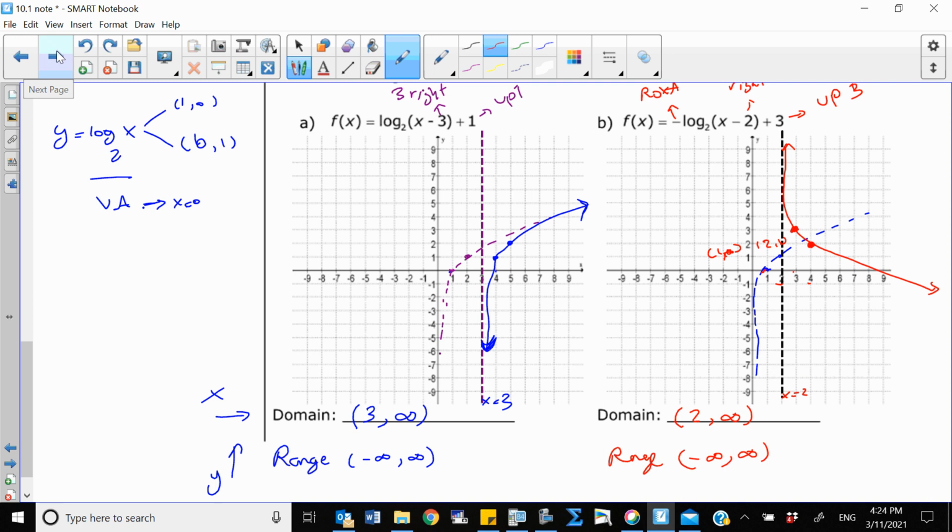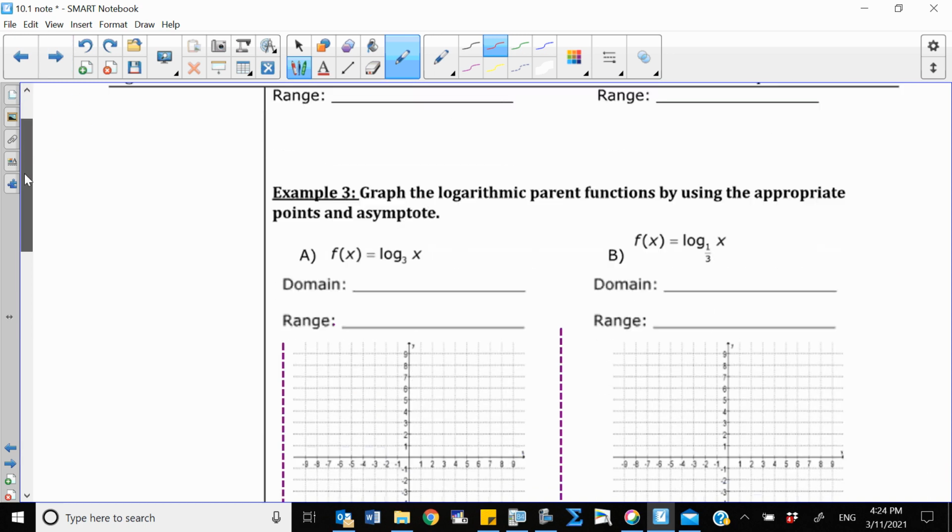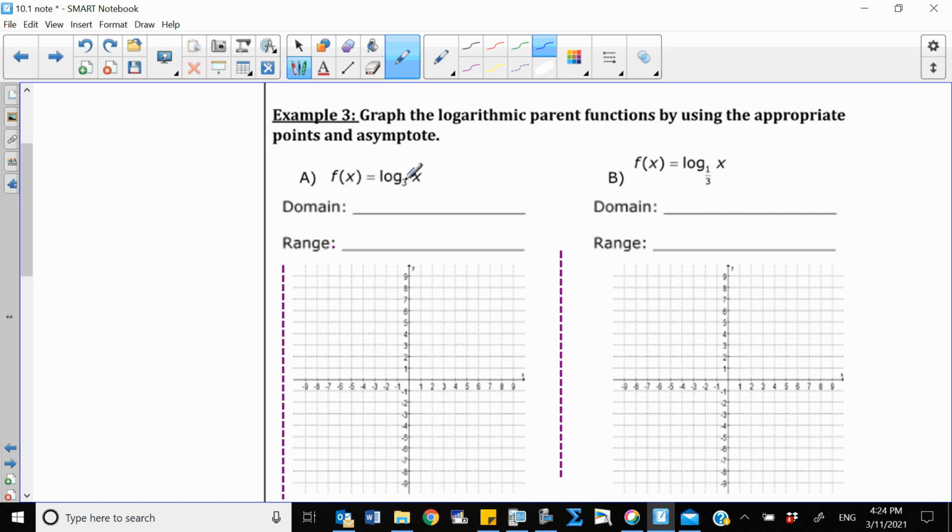Now let's go to the next example. We have log base 3 of x. This is another parent log function, but the base is different. Base is 3. So I can easily graph this using those 2 points. One of them is 1 and 0. The other one is base and 1. What is my base? It's 3. So the 2 specific points are 1 and 0 and 3 and 1.